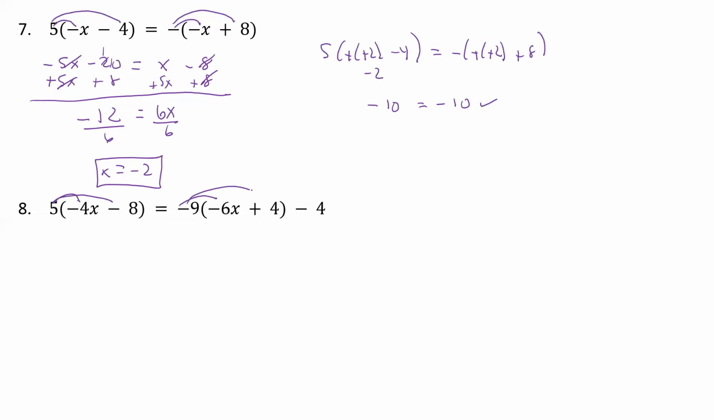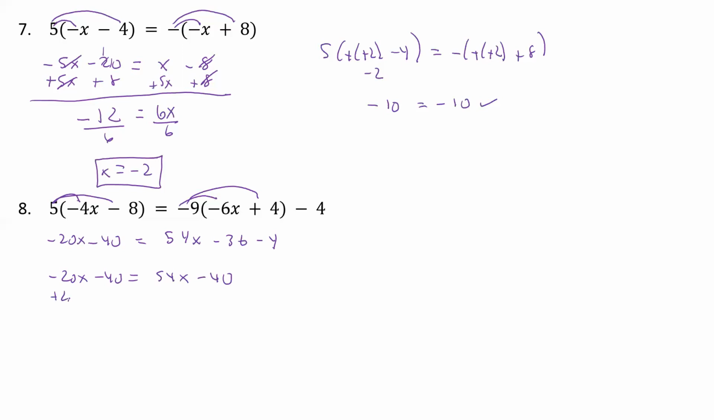Once again, we're going to distribute. So 5 times that's negative 20x. 5 times that's negative 40. Here we get negative times negative is positive, so 9 times 6 is 54x, and 9 times 4 is negative 36, then minus 4. All right, so here we add those together, so we get negative 20x minus 40 equals 54x minus 40.